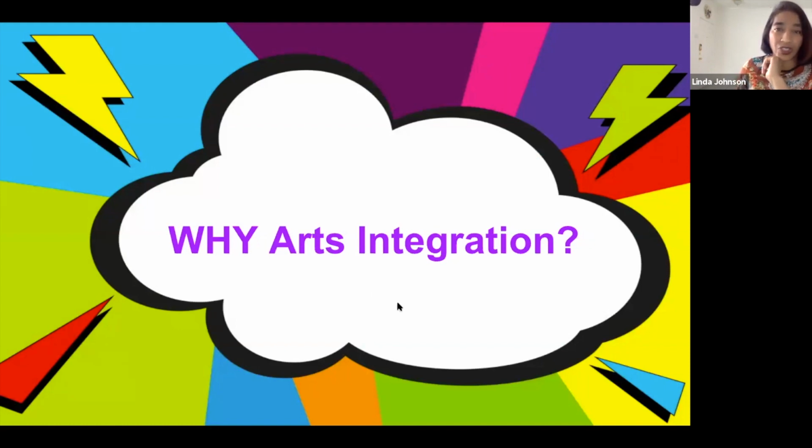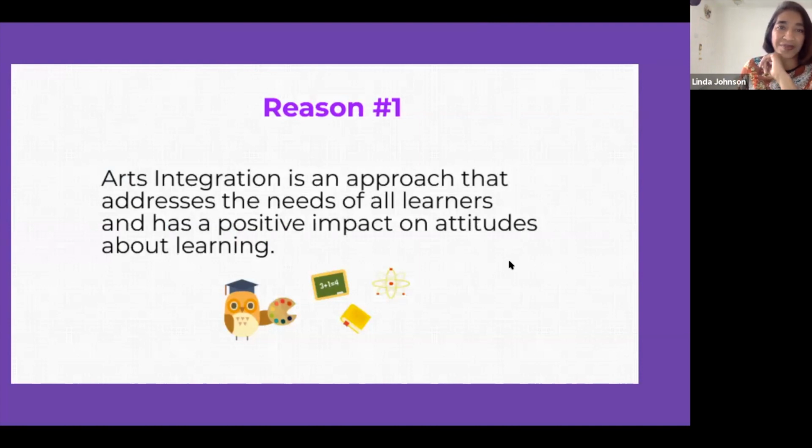So why should we use arts integration? I'm going to give you 5 reasons. The first reason is because arts integration is an approach that addresses the needs of all learners, and it has a positive impact on attitudes about learning. If you think about it, people have different learning styles. You have the kids that like to talk a lot. You have the kids that need to move around. You have the kids that respond to music. You have kids that respond to dance. You have students that are visual.